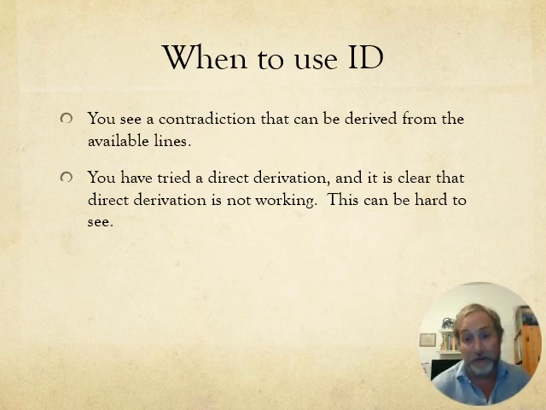Well, another hint, though, is that anything that can be proven in our whole logic, like all of our methods, can be proven with indirect derivation. So you could, if you wanted to, always start with indirect derivation. It's just not always the easiest way to do it. So you can kind of think of it as the last resort. It'll always get you there eventually.